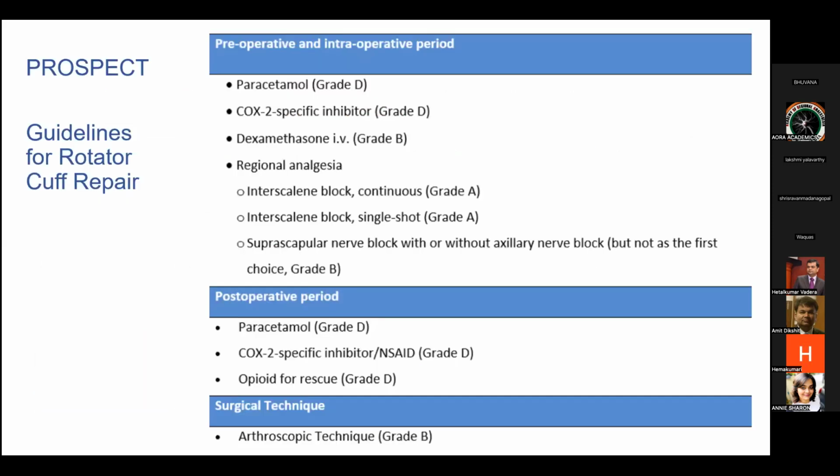These are the prospective guidelines for rotator cuff repair. Grade A is strong evidence: we can go with interscalene block, whether single shot or continuous. Grade B is moderate evidence: suprascapular nerve block with or without axillary nerve block. And grade D is paracetamol or COX-2 inhibitors, with opioids as rescue analgesics.